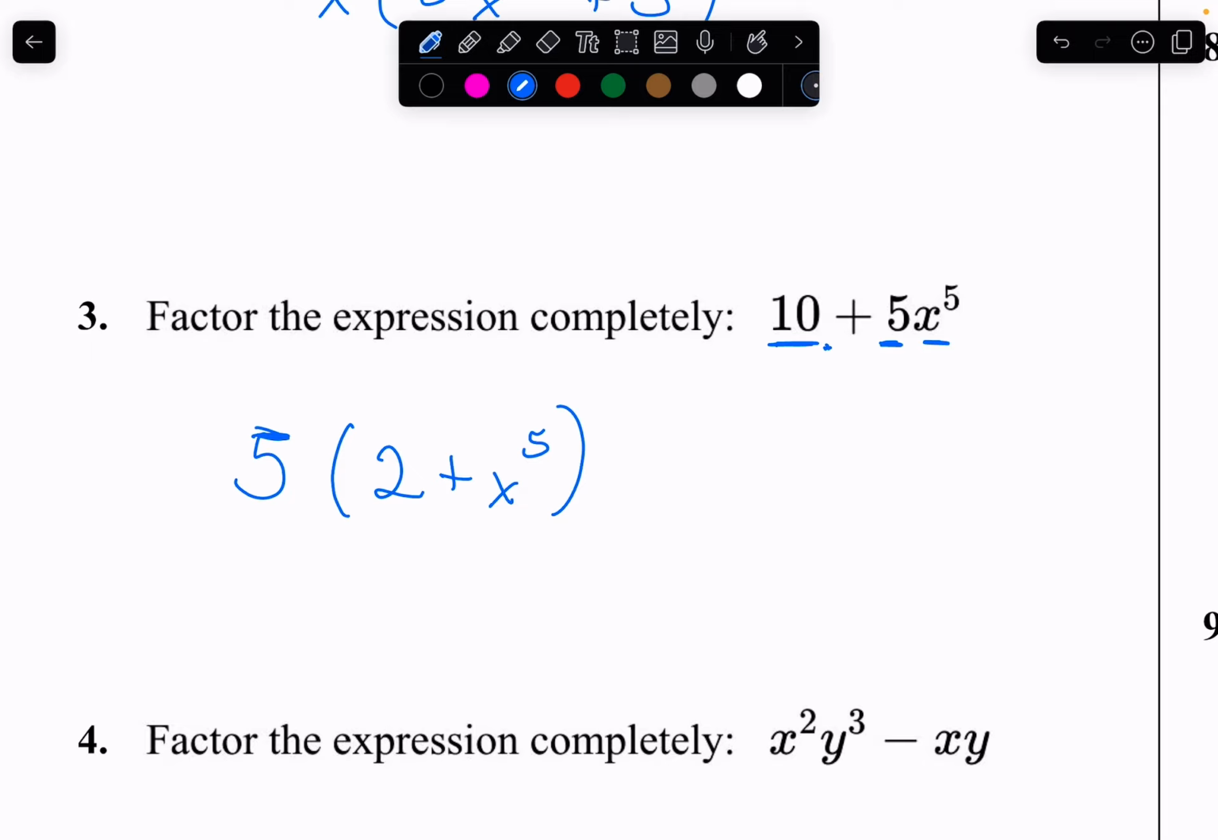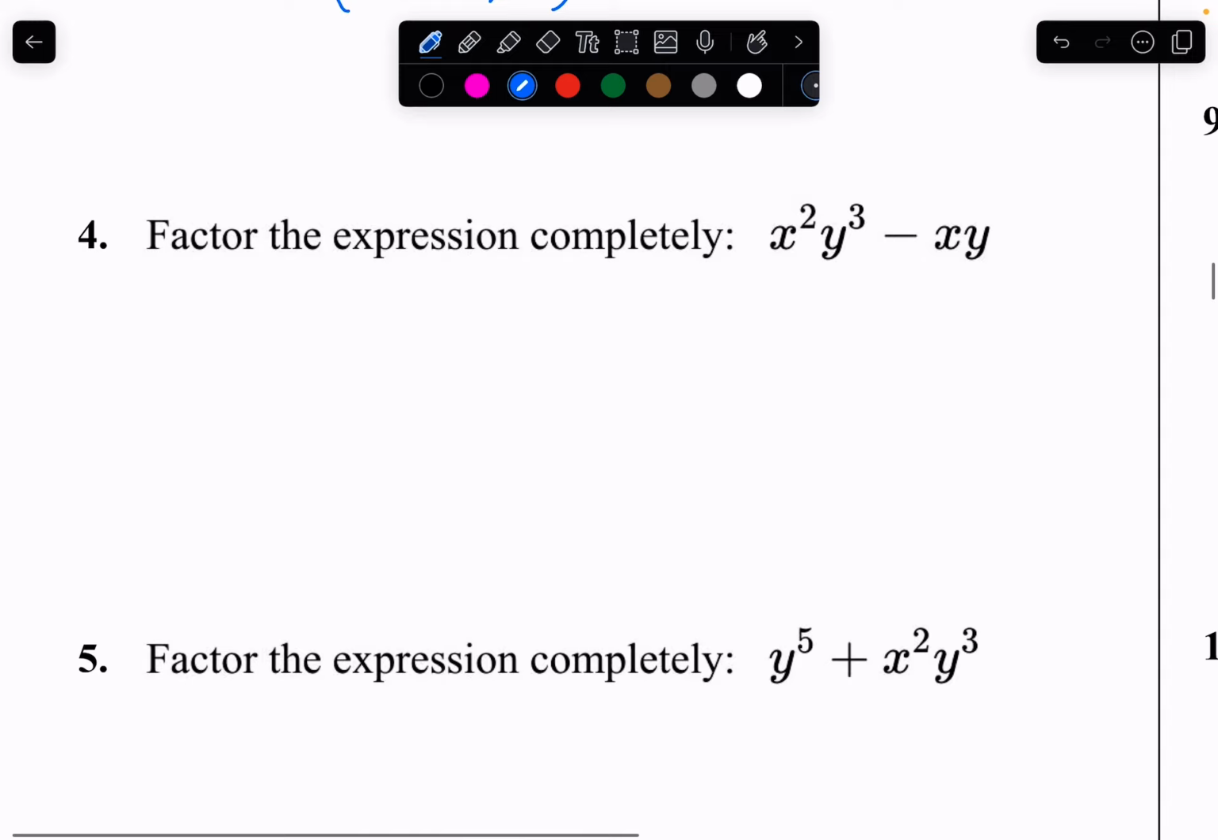Number 4 here. This one, we don't have any coefficients, we don't have any numbers out in front. However, of course, we're going to look to see if we can pull any variables out. This term has 2 x's, and this one has 1 x. You always have to go with the least amount when you're trying to pull out, because whatever you take out, you have to be able to take from both.